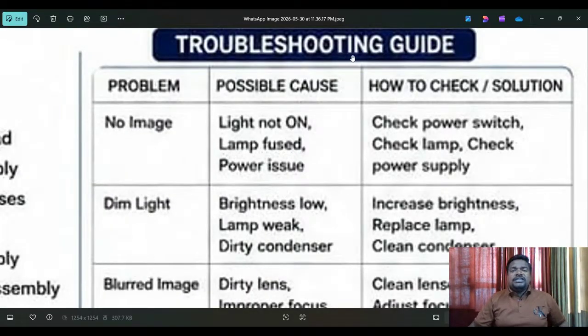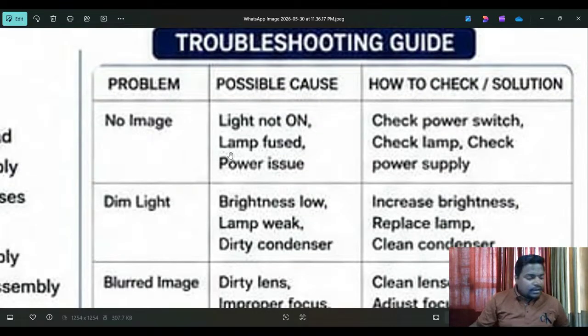Come here. This is how troubleshooting looks. Problem: no image. Is it visible, friends? Yes. Right. For example, a doctor says no image, the microscope is not working. Then what is the cause? Light not on, lamp fused, and power issue. These things are very important to check using the multimeter. Next, how to check the solution? Check the power supply, switch and lamp. Then the power supply. Depending on it, you can give the resolution. As a biomedical engineer, you should be perfect in that.